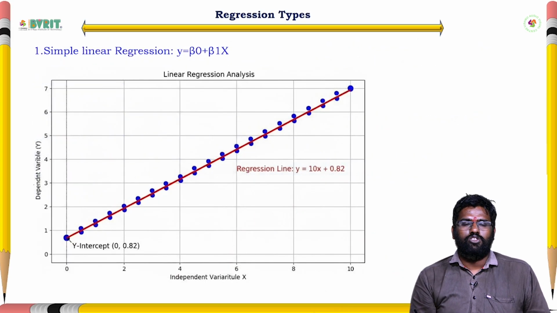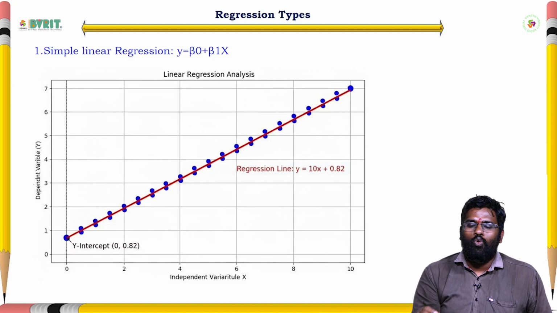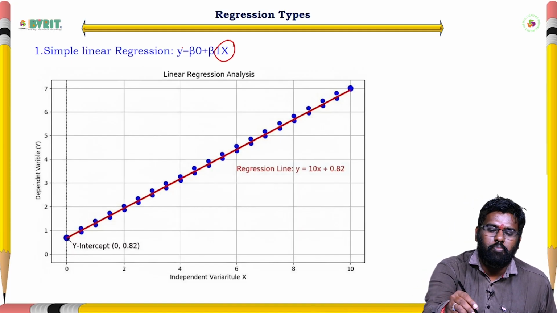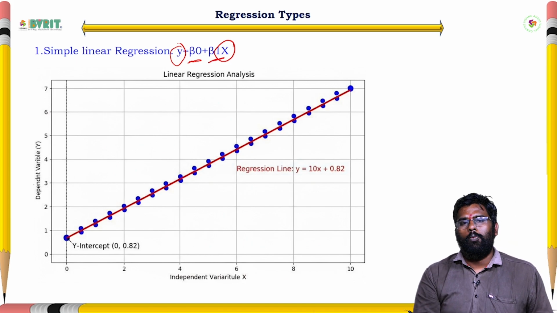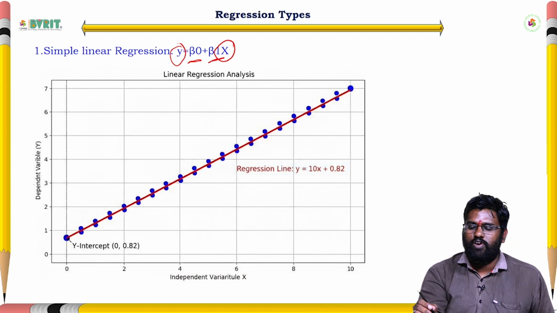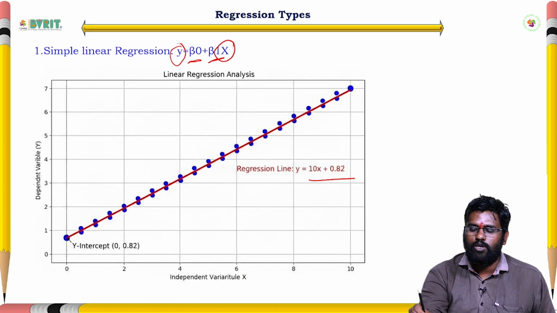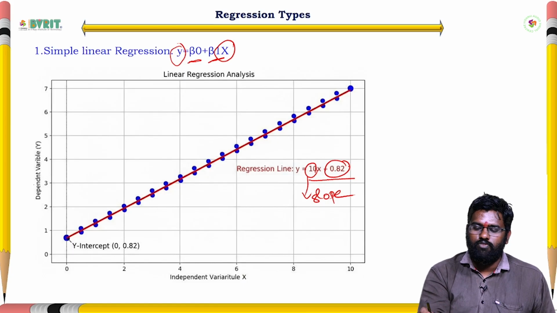Now the next type, simple linear regression. Simple linear regression means it has only one independent variable and one dependent variable. Beta naught is a constant and b1 is the slope value. I will show you one by one. For example, y equal to 10x plus 0.82. Here 0.82 is the constant value and 10 is the slope value.